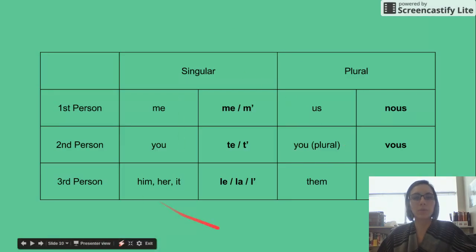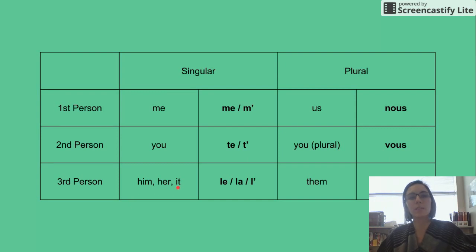Right? Our object pronouns then are broken up in first, second, and third person, and then singular and plural. So if you want to say me, we have me, and we use m' if our verb starts with a vowel. If you want to say you, tu, or t' if your verb starts with a vowel. If we want to say either him, her, or it, this depends on the gender of the object that you're replacing. So if your object is masculine, you use le. If feminine, you use la. And then regardless of the gender, if your verb starts with a vowel, you're going to use l'.